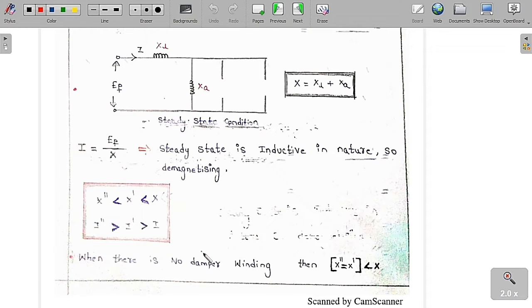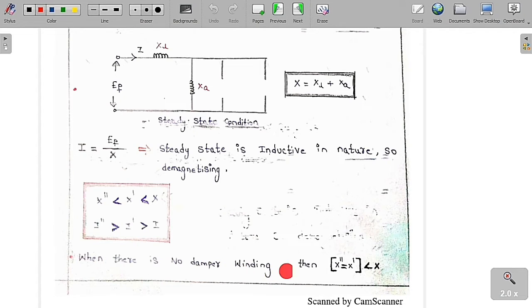Because current is inversely proportional to reactance, therefore X double dash is less than X dash is less than X. So subtransient reactance is always less than transient reactance, which is less than steady state reactance, because current is always inversely proportional to reactance.